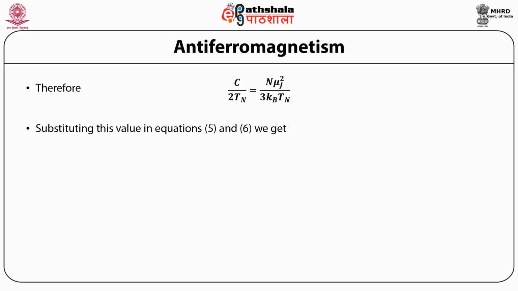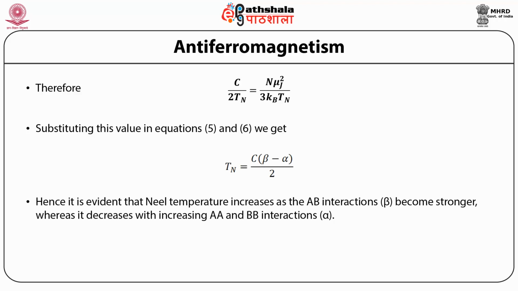Substituting this value in equations 5 and 6, we get T_N equal to C times beta minus alpha over 2. This is an important relation. It is evident that as the Néel temperature increases, the AB interaction beta becomes stronger, and it decreases with increasing AA and BB interactions. So this is important: as T_N increases, meaning thereby the AB interactions become stronger, and if the Néel temperature decreases, it strengthens the AA and BB interactions.